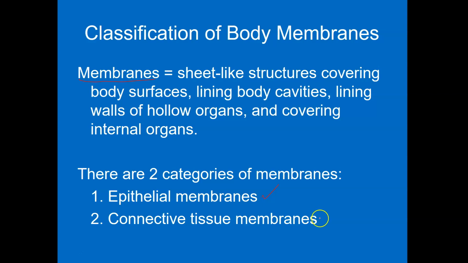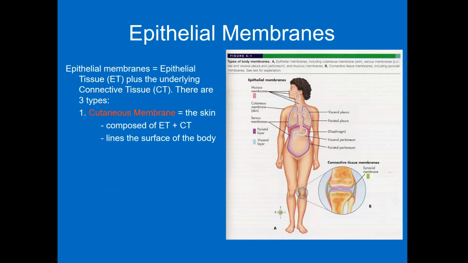We also have connective tissue membranes. Remember our connective tissues, which include bone, blood, rough fibrous material like tendons and so forth. We're going to talk about those connective tissue membranes as they pertain to the integumentary system. So let's start with epithelial tissues.